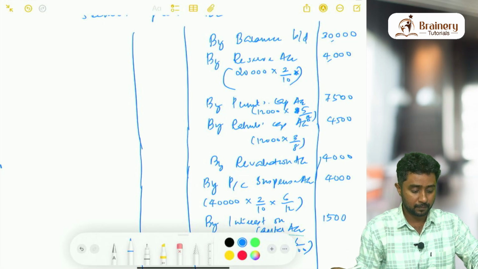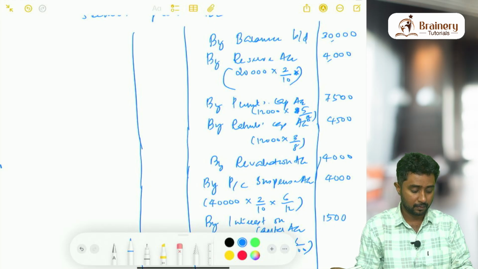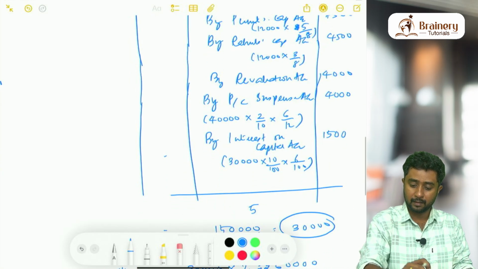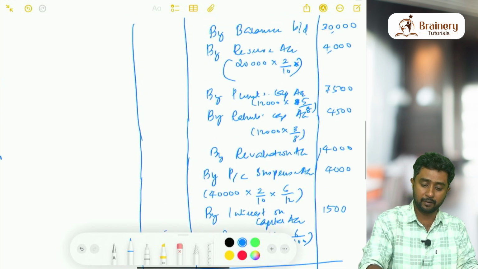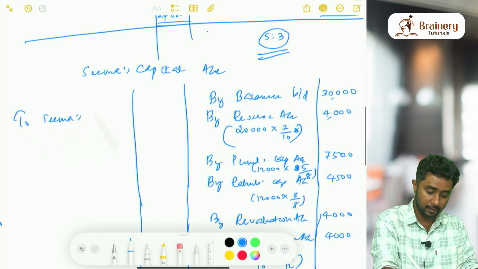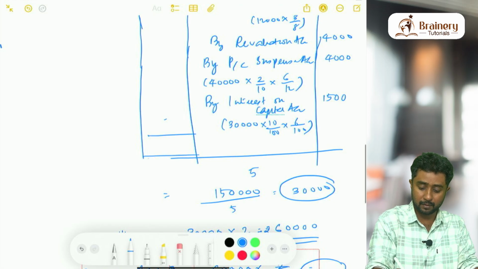So 30,000 plus 4,000 plus 7,500 plus 4,500 plus 4,000 plus 4,000 plus 1,500. You will be getting 55,500. So you will be writing that as to Seema's executors account, 55,500. The balance, whatever is coming, we are transferring to Seema's executors account.